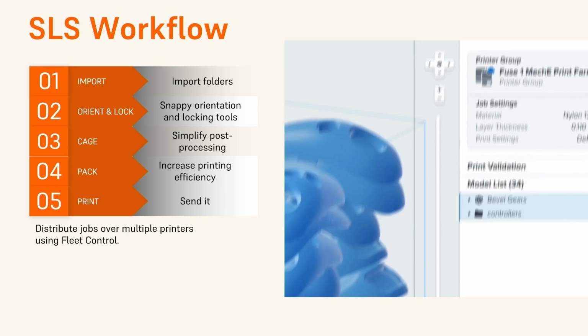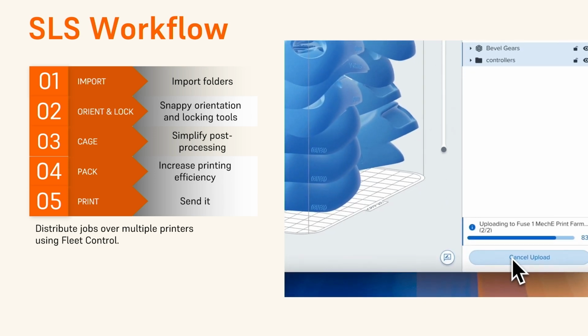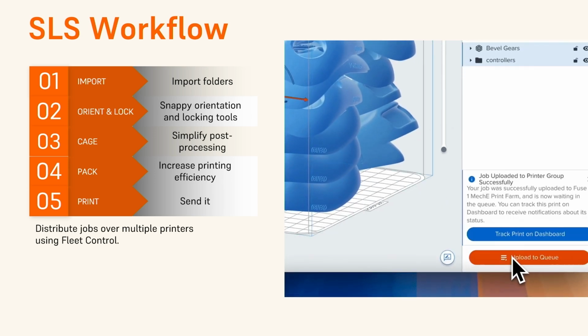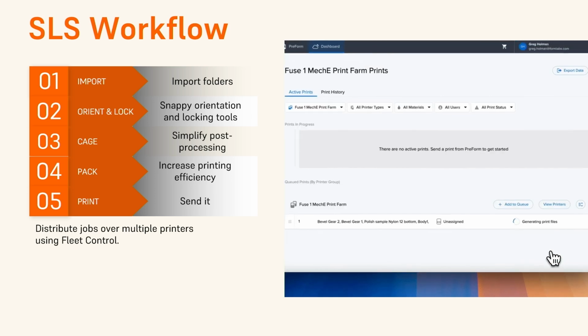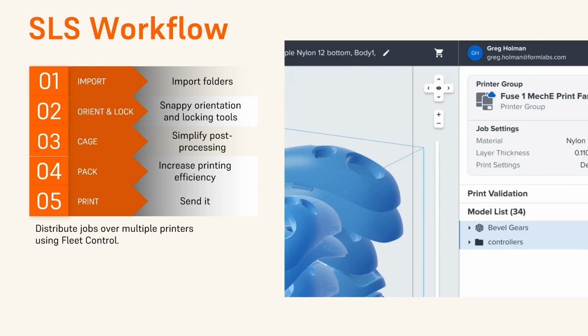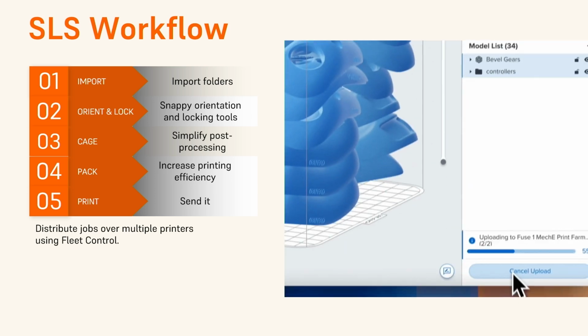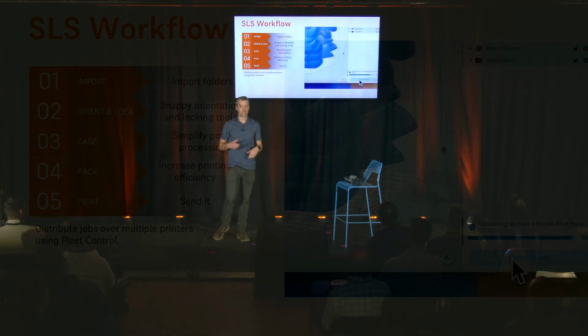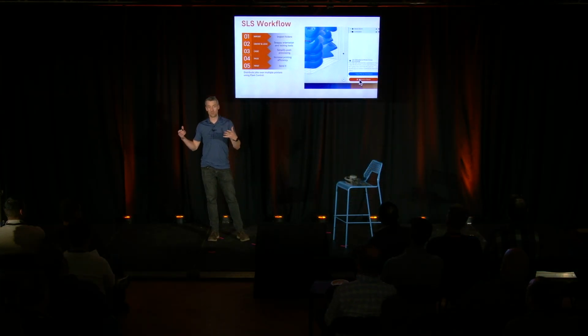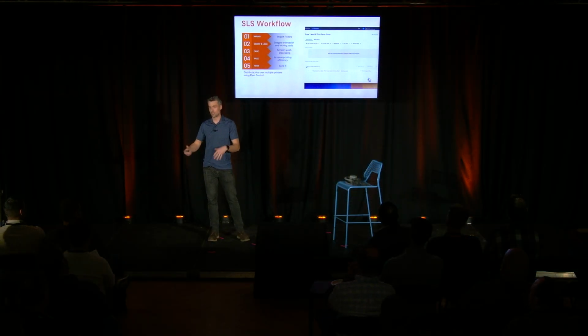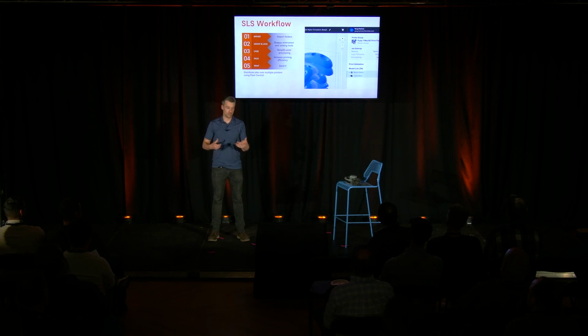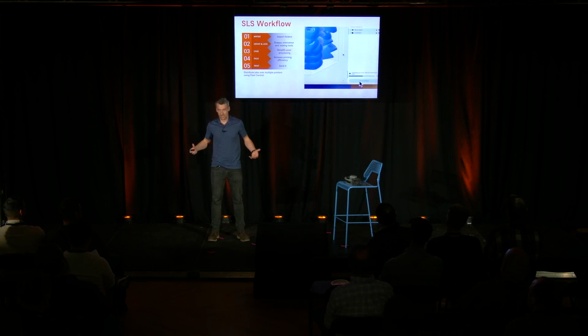And then finally, printing. So printing on the Fuse side, we're going to be adding an improvement. Some of you probably know that we added fleet control for Form 3 and 3L a little over a year ago. Fleet control is this concept of being able to manage multiple printers using our dashboard interface. And you can send your prints right up to the cloud.